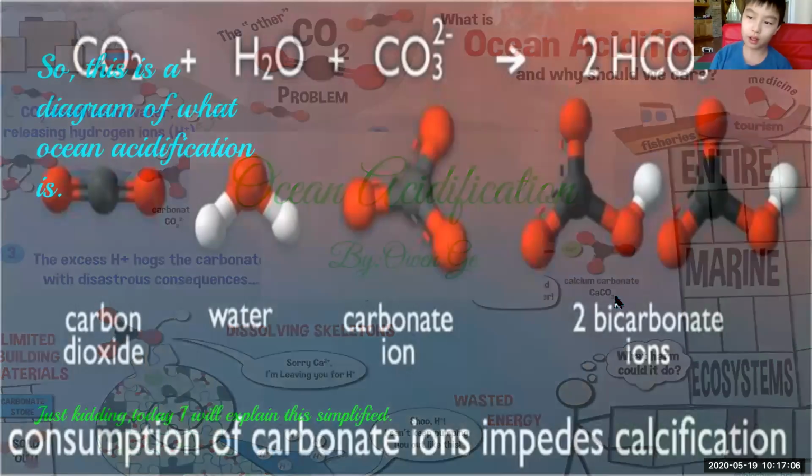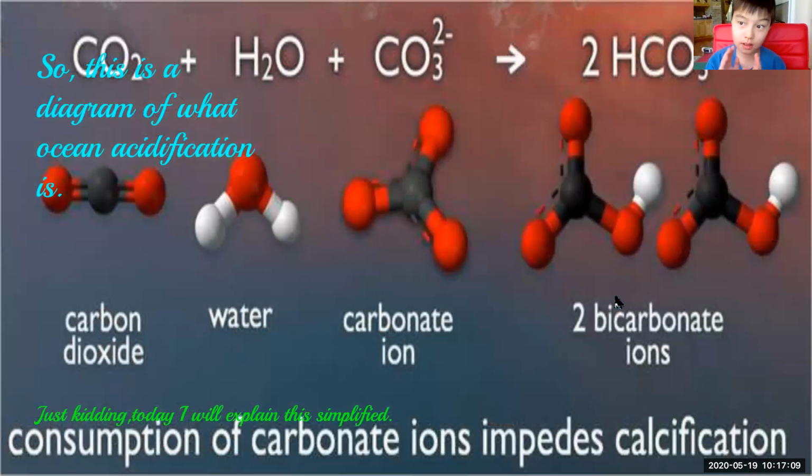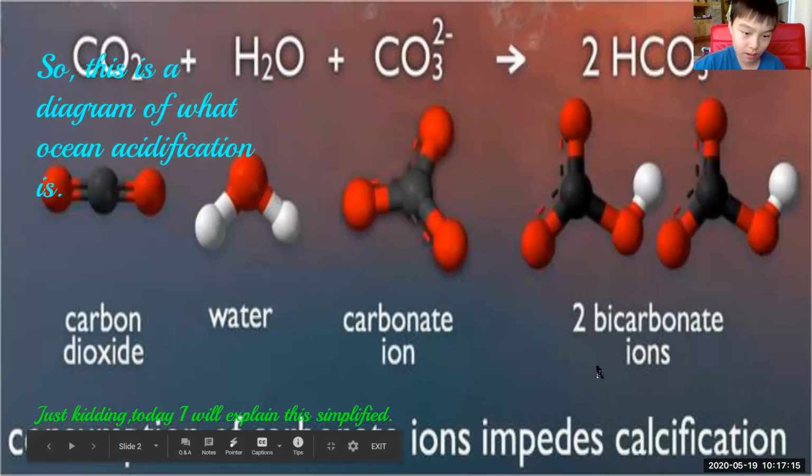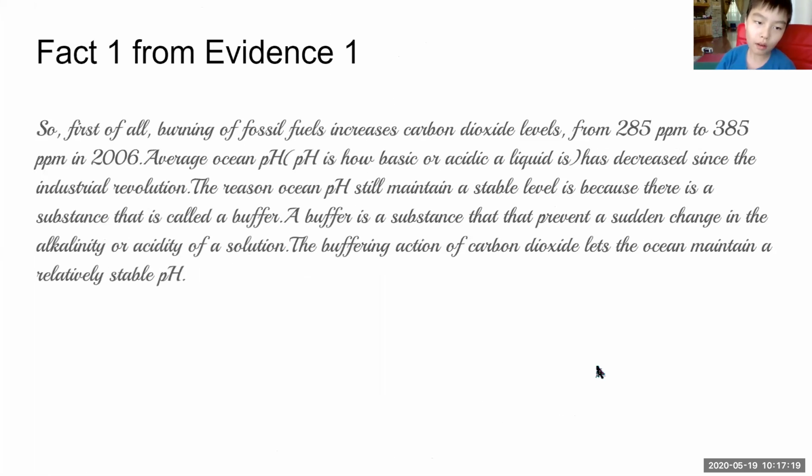This is what ocean acidification is like in a sense. I can explain it in a simplified way, although not by much, just by breaking it up. First of all, burning of fossil fuels increases carbon dioxide levels from 285 ppm to 385 ppm in 2006. Average ocean pH, which is how basic or acidic a liquid is, has decreased since the Industrial Revolution.